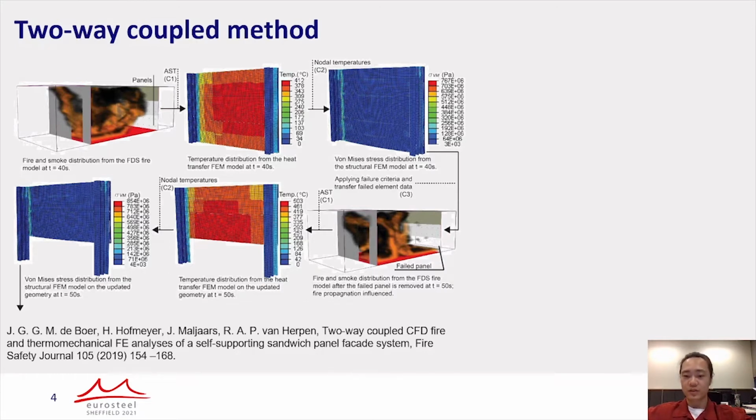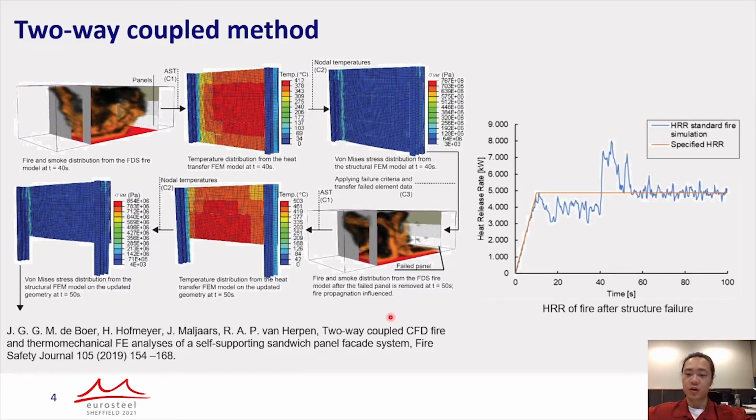For this two-way coupled method, we divide the whole simulation into several segments. At the end of each segment, we check the failure of structure. If the structure fails, the fire and structure model will be updated in the subsequent segments. For example, in this compartment fire simulation, the whole simulation time is 100 seconds, and the structure failure will be checked every 10 seconds. If the panel fails because of the connection failure, it will be removed in the subsequent simulations, and the fire curve will also be changed accordingly.